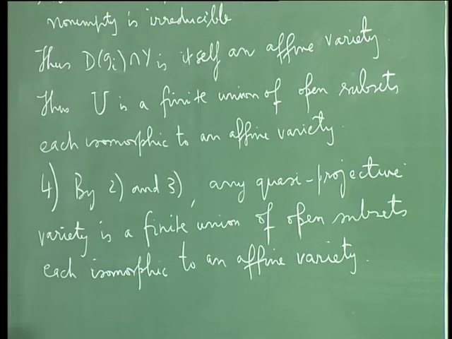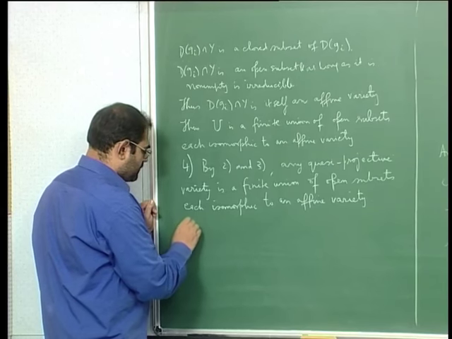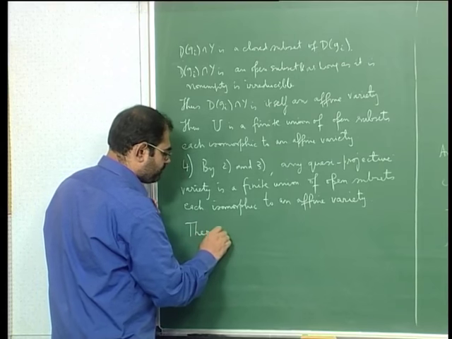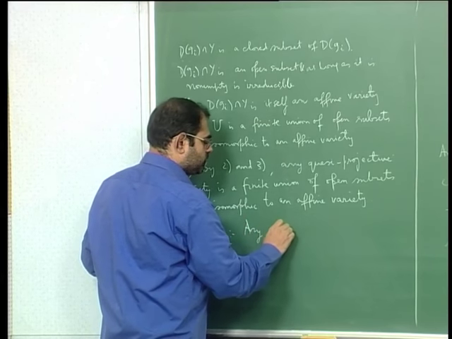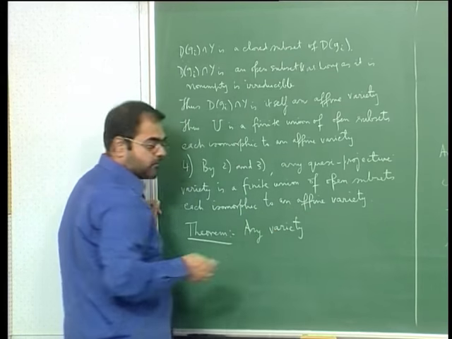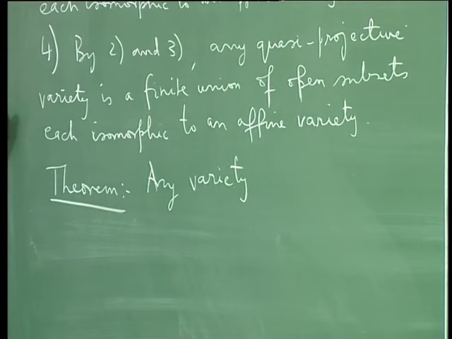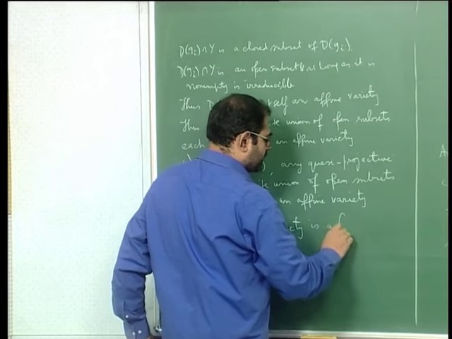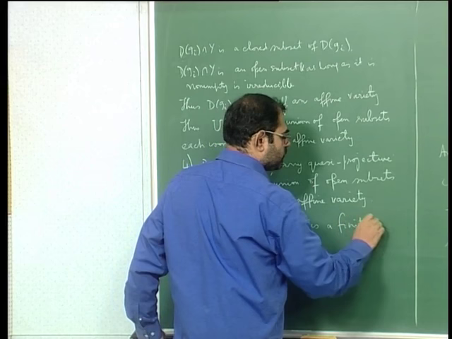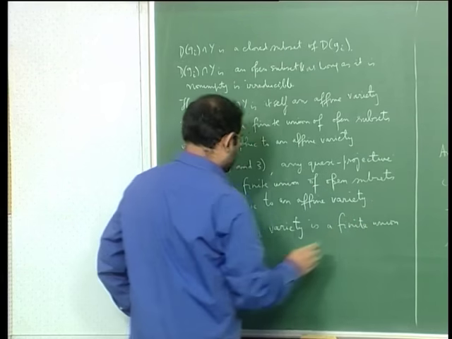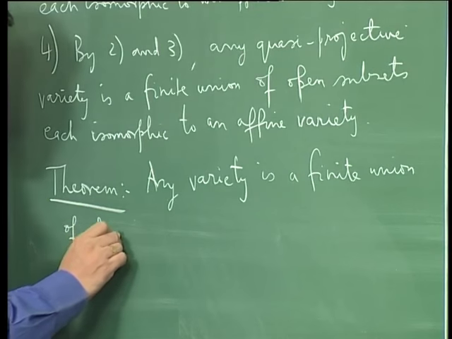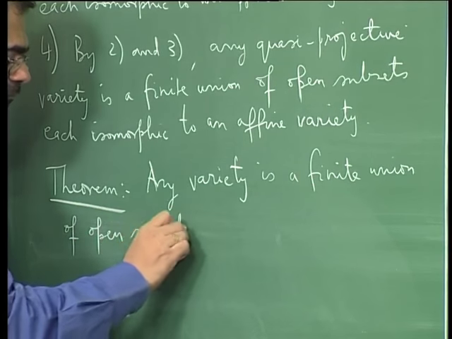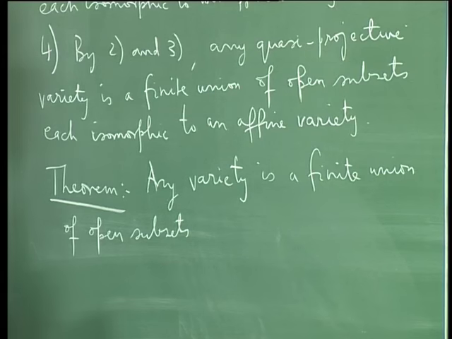And the upshot of all this is the theorem that any variety, whether it is projective or quasi projective or affine or quasi affine, is a finite union of open subsets, each isomorphic to an affine variety.